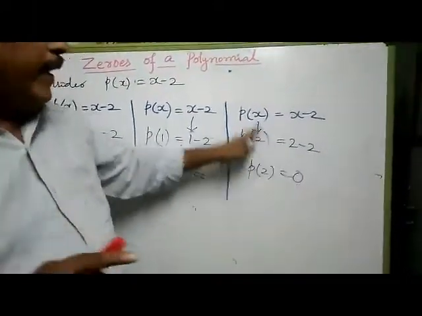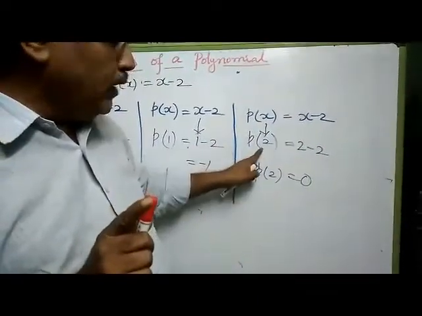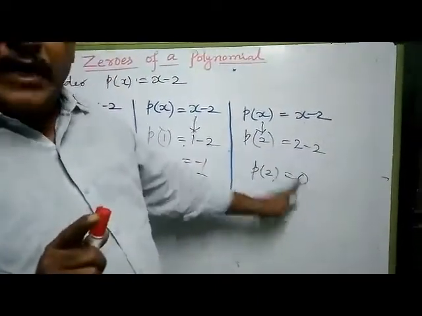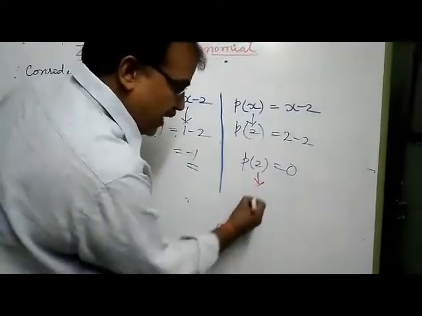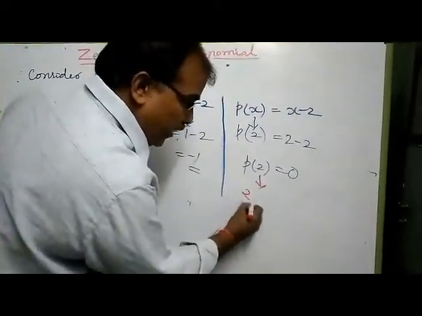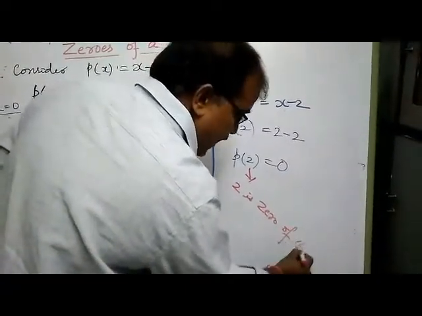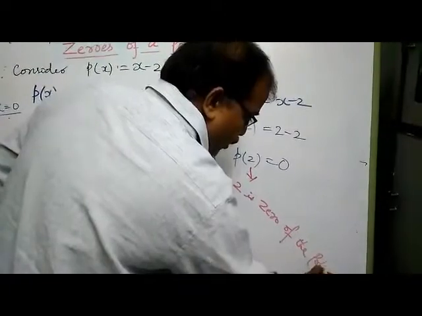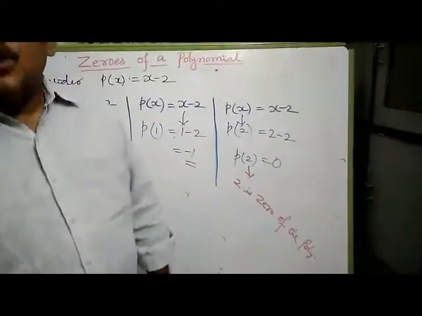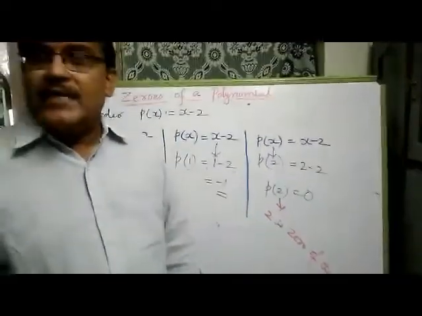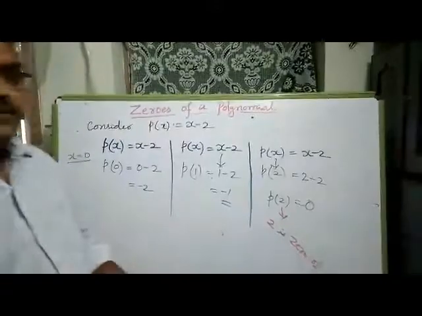Very, very important point. The value of the polynomial at x is equal to 2 is 0. That's why 2 is specially called the zero of the polynomial. 2 is the zero of the polynomial, or 2 is the solution of the polynomial, or 2 is the root of the polynomial.